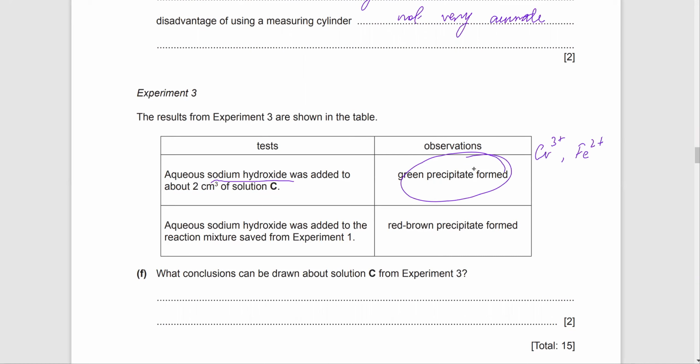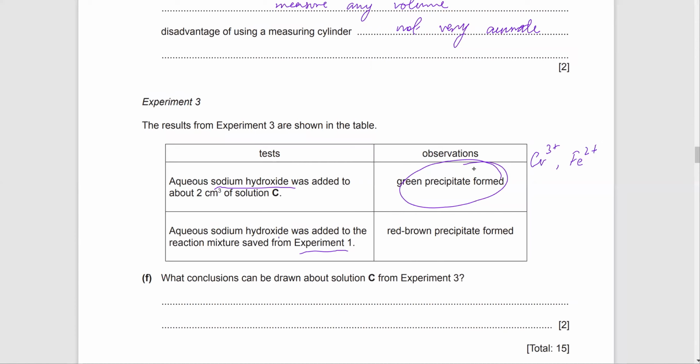Now, in the next part, he's saying aqueous NaOH was added to the reaction mixture saved from experiment 1. This is where you really have to think. What happened in experiment 1? He was adding potassium manganate 7. Now, where have you heard about potassium manganate 7? What does it do? Mahadi, organic mein bhi kiya tha. What does it do?